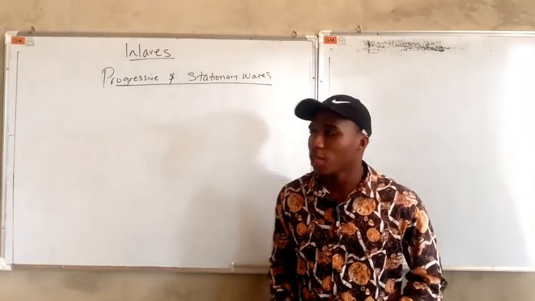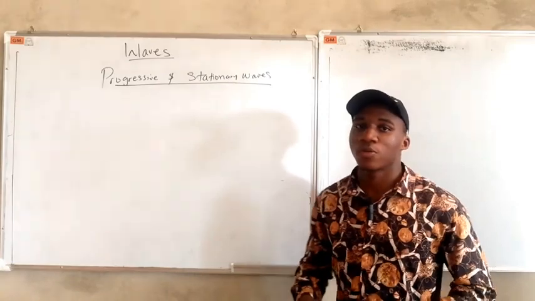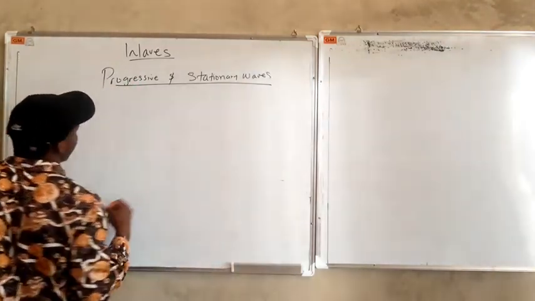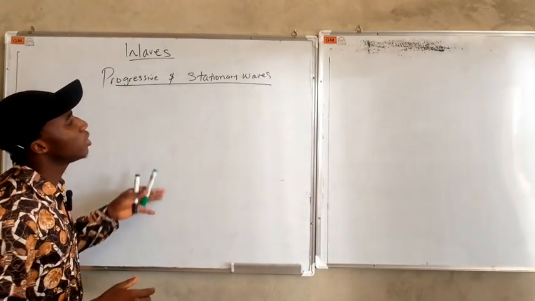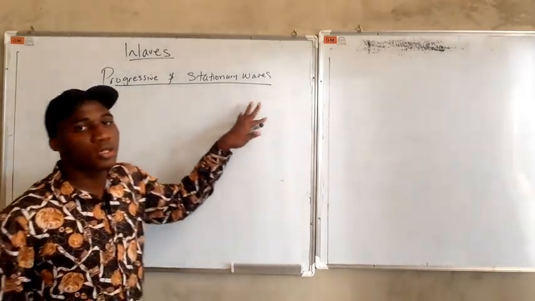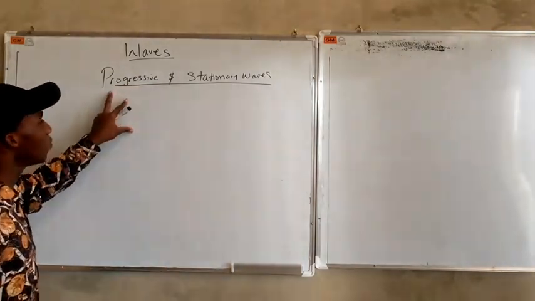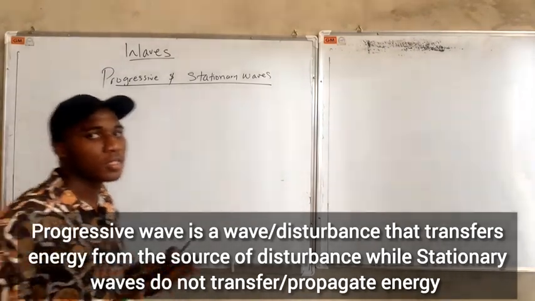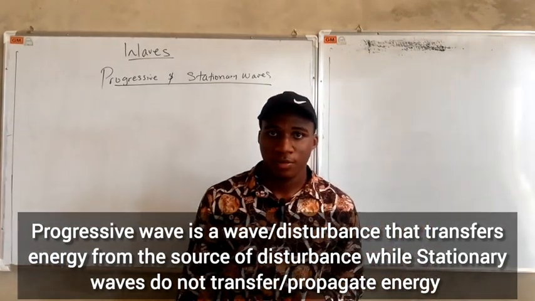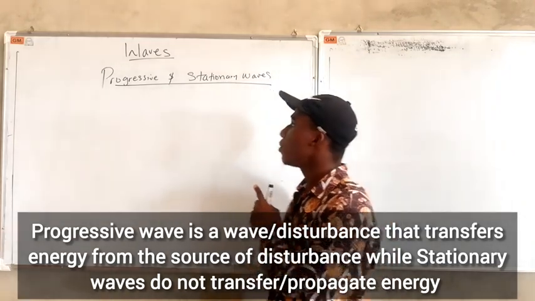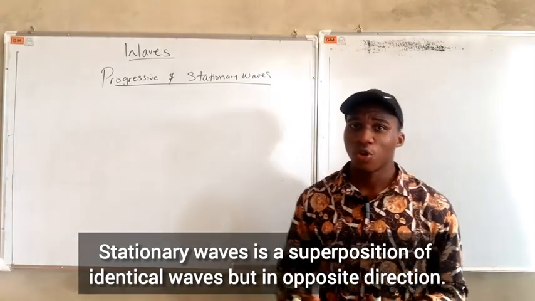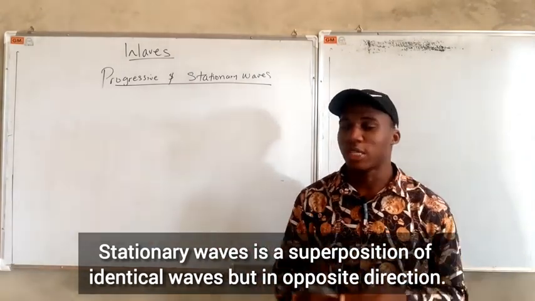In this video, we shall be talking about progressive and stationary waves. In our previous video, we talked about the progressive wave, where we talked about the equation of progressive wave. But then I'll be helping you understand the difference between progressive and stationary waves. Progressive wave is a wave that transfers energy from the source of disturbance, while stationary waves don't transfer energy, because a stationary wave is a superposition of identical waves but in opposite directions.